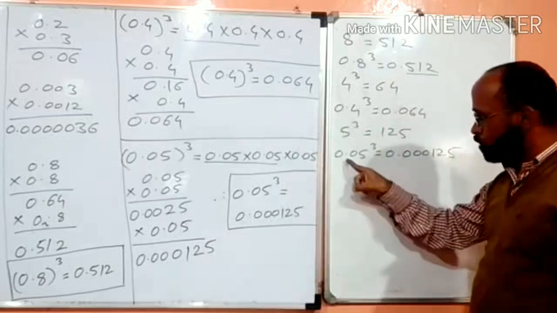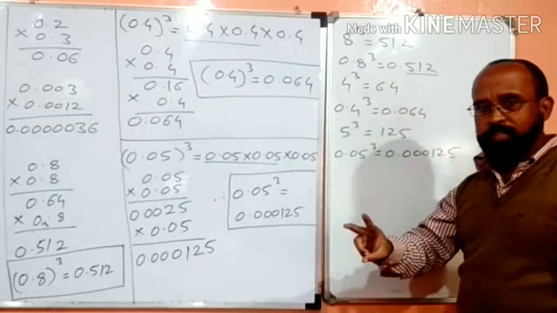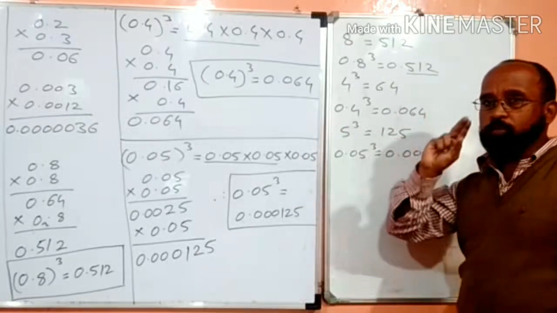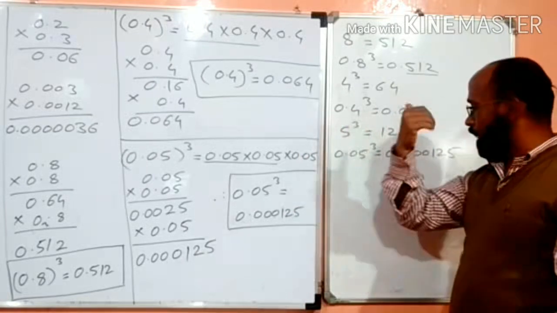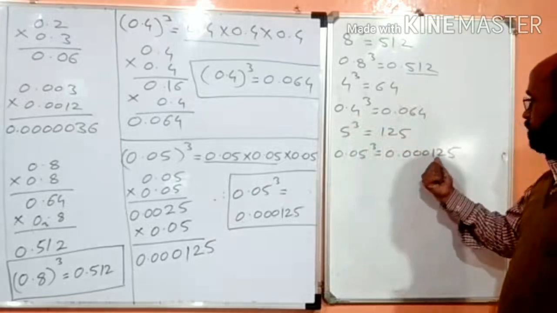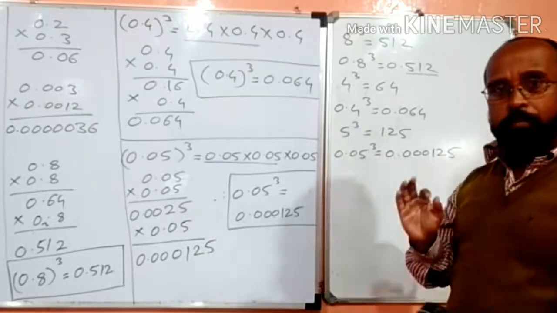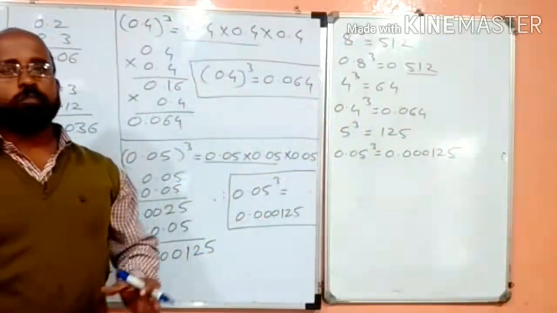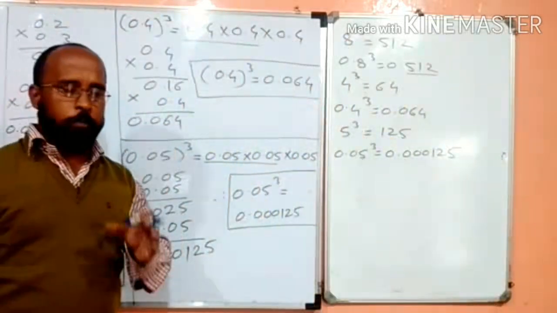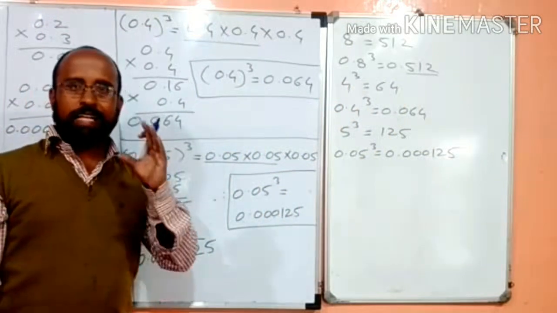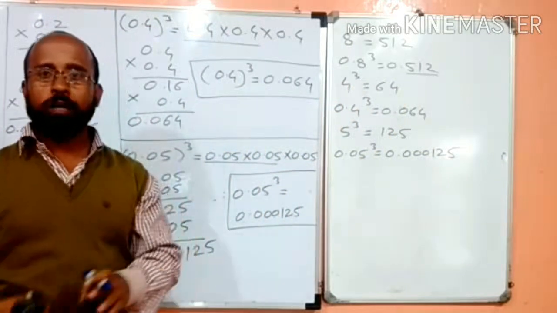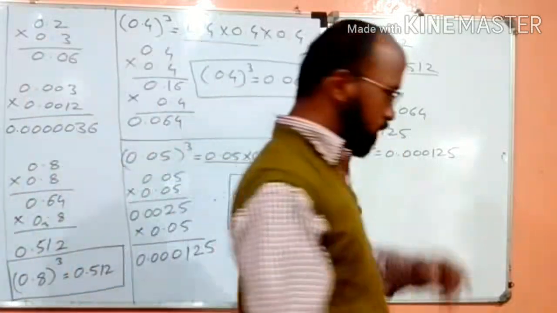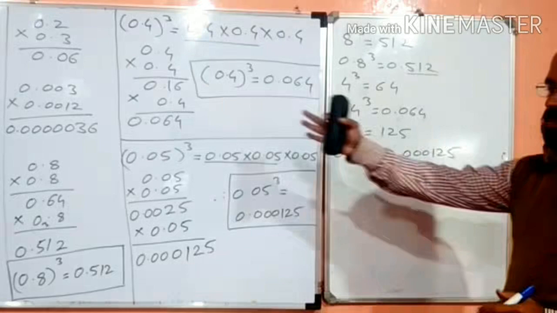Let us see 0.05. How many decimal digits are there in the question? 2. So how many decimal digits will be in the answer? 2 3s are 6. 1, 2, 3, 4, 5, 6. Yes, we got a pattern that whenever we find the cube of a decimal number, the decimal digits in the cube are getting tripled. Clear? Based on this, we can write the cubes of other decimal numbers also.